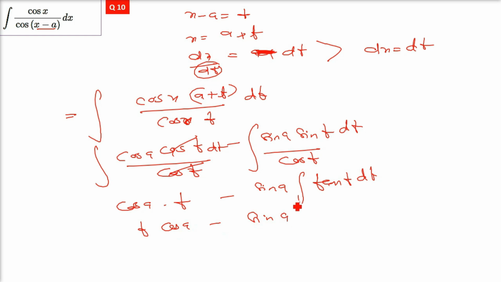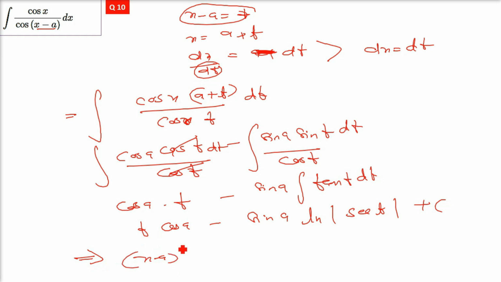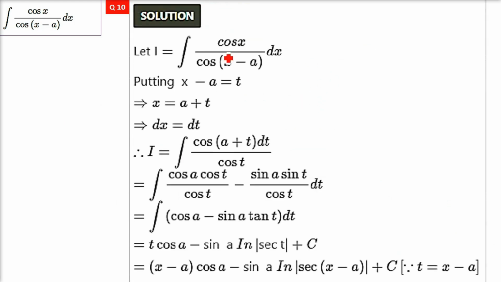t cos a minus sin a, it's ln modulus of something. If you remember, sin t by cos t is tan t, so when you put cos t equals to t, you will get the required result. That's why you can remember like that. So ln will be ln modulus of sec t. Now just replace x wherever it is. So t has to be replaced. So t is x minus a. So (x minus a) cos a minus sin a ln sec t, that is ln sec(x minus a), plus constant of integration. So this has become so easy. This is the result I was talking about, and it's a clean, printed version for you.